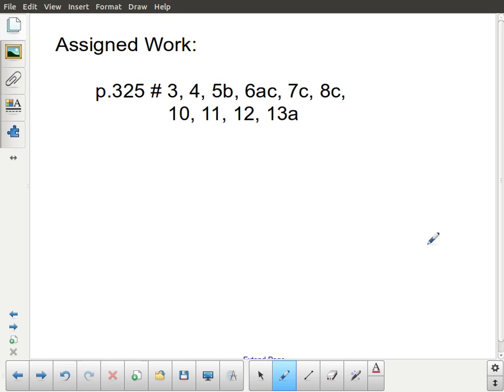Okay, that's it for this lesson. Hopefully that one wasn't too long, and in the next lesson we'll be looking at a similar set of operations in R3.